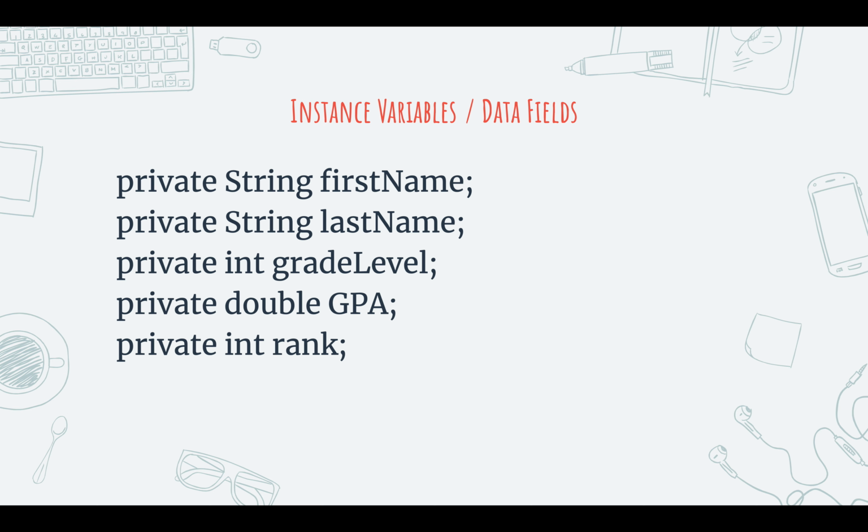But usually these instance variables or data fields are private. Then you have the data type. So in the case of names, it will be a string data type. In the case of grade level, it will be an integer, such as rank as well. And then GPA will be double, because GPA is generally in decimal form. But these will usually come at the top of the program underneath the public class declaration.